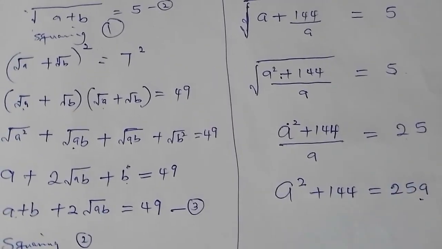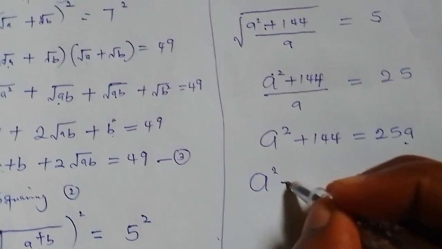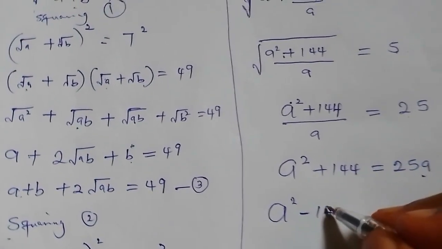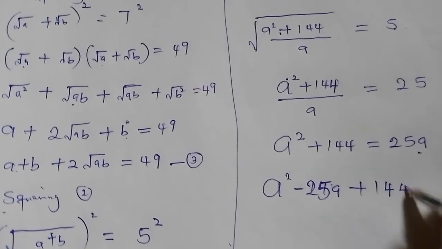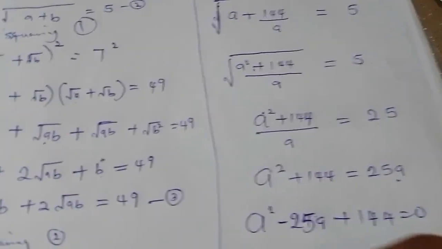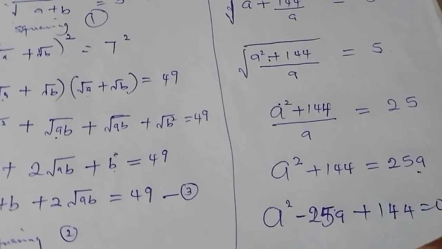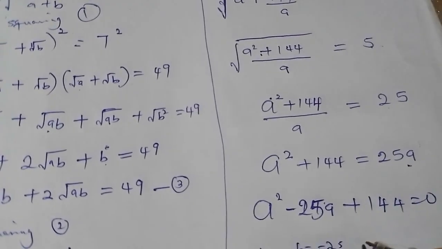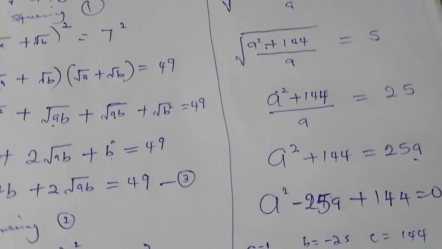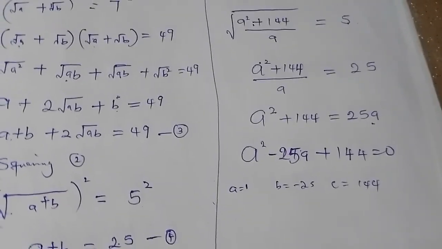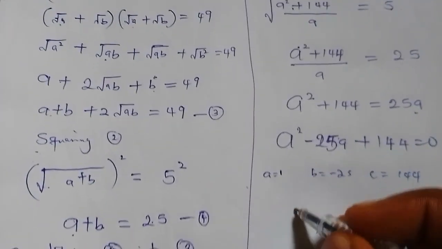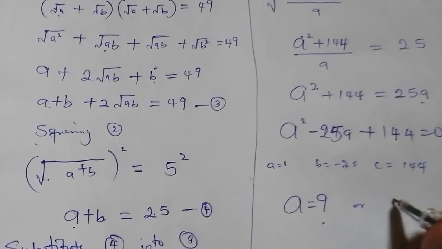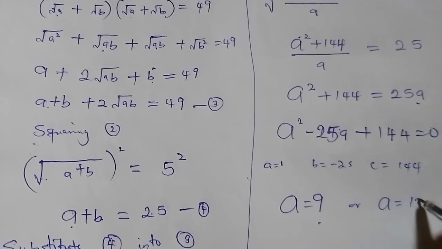Now taking everything to one side, I will be having A squared minus 25A plus 144 equals 0. So this is a quadratic equation. The coefficient of A squared is 1, the coefficient of A is minus 25, and the constant is 144. So solving this, I will be having two values for A. The two values are A equals 9 or A equals 12.